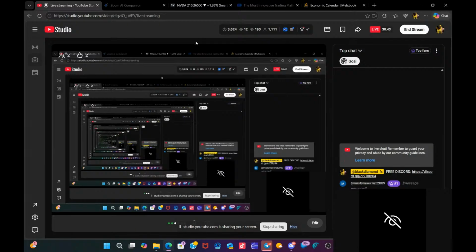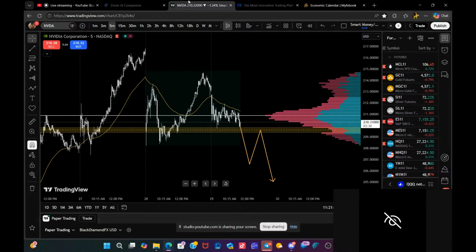So do you use high volume nodes? Yeah, pretty much. So do you use the high volume node as supply and demand? Yes, pretty much. The high volume nodes show you where the supply and demand levels are. It shows you those high volume, aka institutional, supply and demand zones. Those are the supply and demand zones that you want to see.